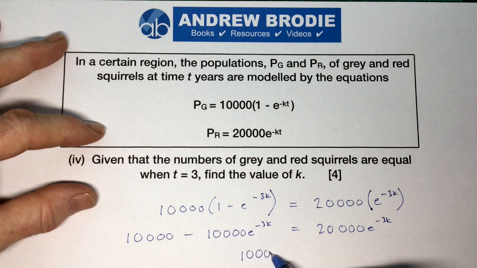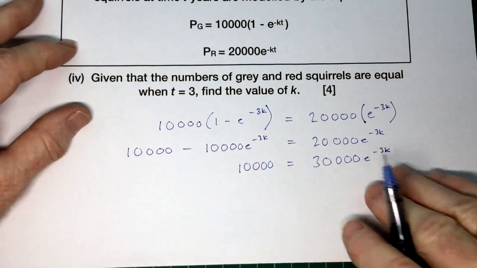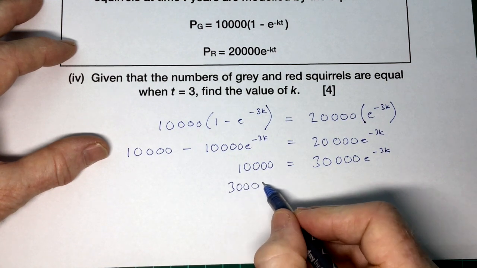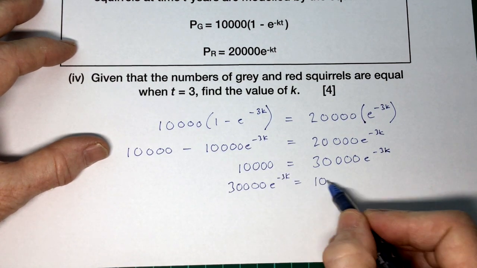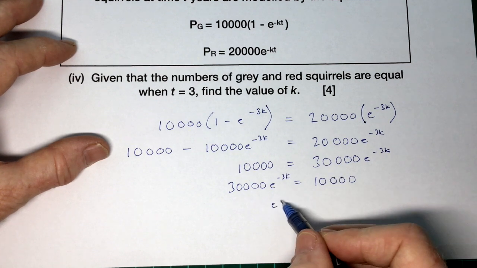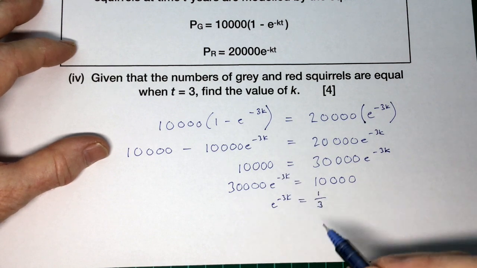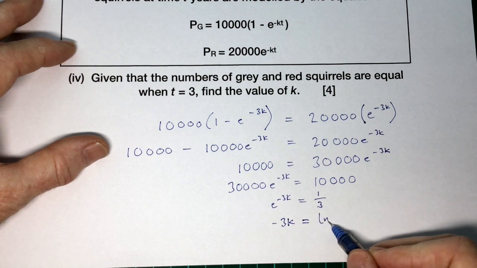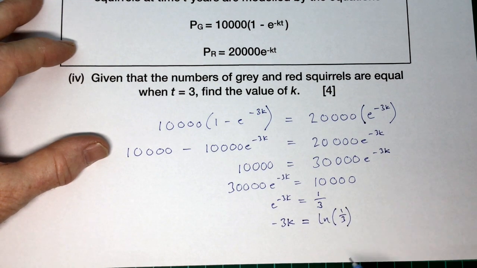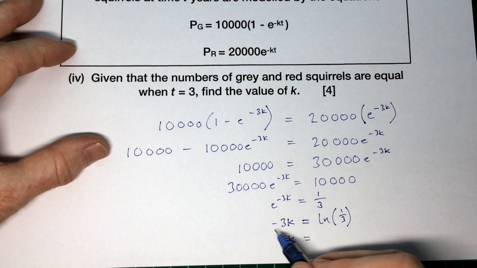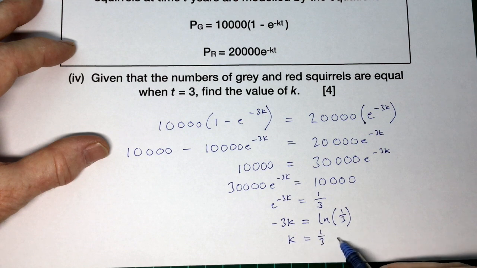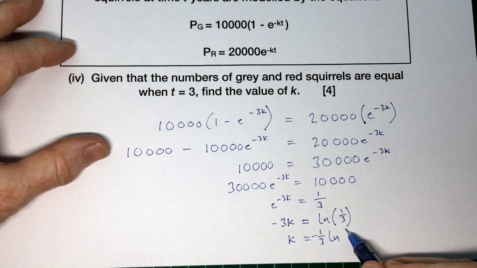So 10,000 is equal to 30,000 e to the minus 3k. So we could just simply swap sides. 30,000 e to the minus 3k is equal to 10,000. And obviously then e to the minus 3k is equal to 10,000 over 30,000, which is 1 over 3. The minus 3k is equal to the natural log of 1/3, which means that k, if we divide both sides by 3, is minus 1/3 of the natural log of 1/3.